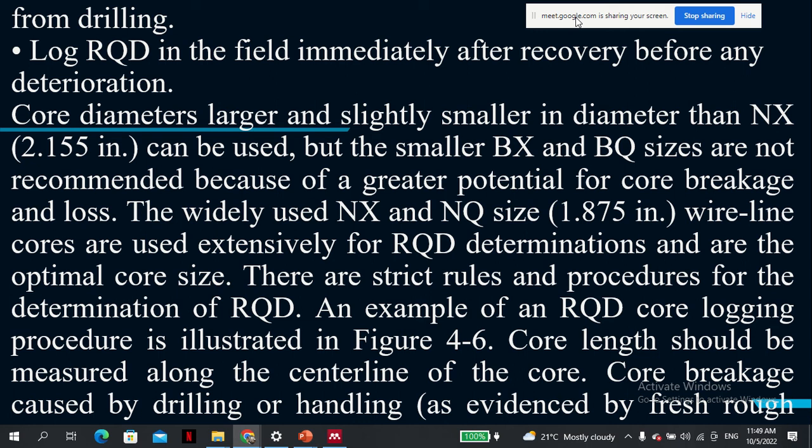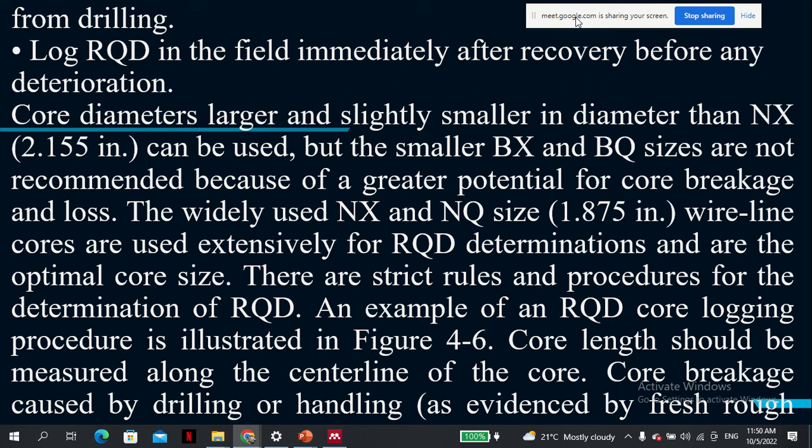There are strict rules and procedures for determination of RQD. An example of an RQD core logging procedure is illustrated in figure 4.6. Figure 4.6 shows you exactly how to rate the length, how to count, and gives you some actual reference. Core length should be measured along the central line of the core.